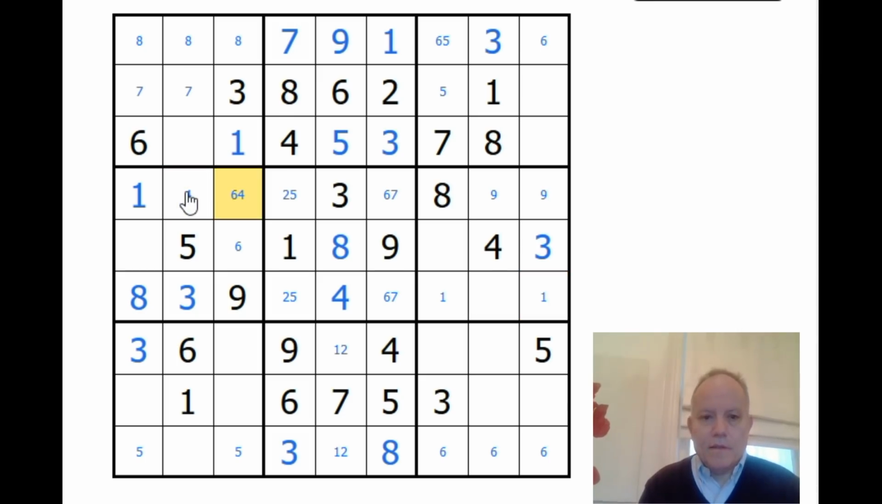4 in row 4 must be up here. 5. I've got 5 here, 5 in one of those two cells. So 5 in the middle right box must be in one of those two. Now we're going to have to come up with something interesting, I would think. Well, those 5s, yes, that is quite interesting, I think.